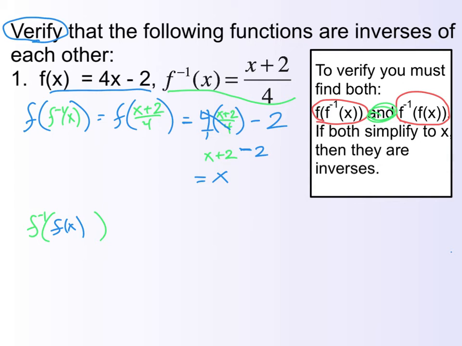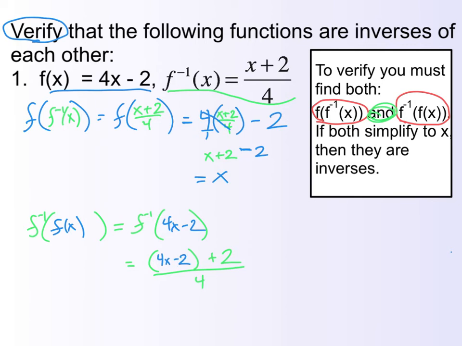All right. Now we're going to do the other composition, the inverse of the function. So I have f, and f is going to be 4x minus 2. The f inverse of that, and the inverse tells me to take x and then add 2 and then divide by 4, and I'm taking that of x minus 2, or 4x minus 2.